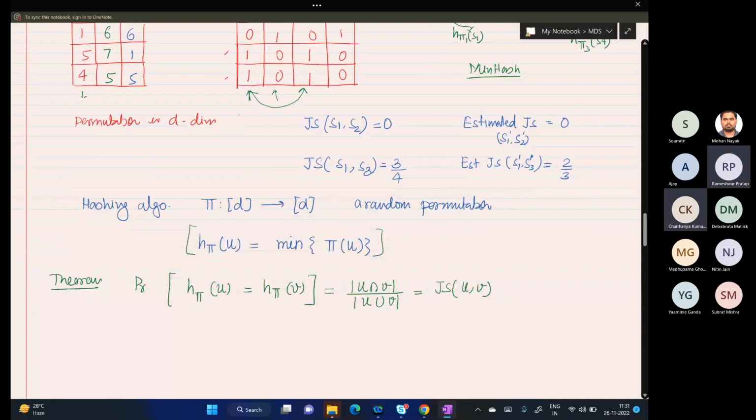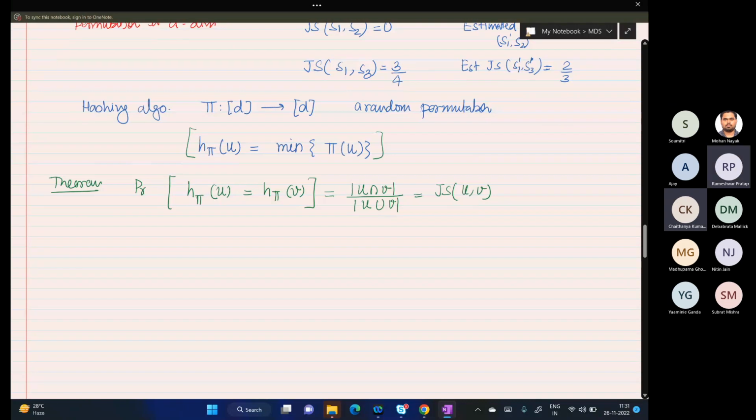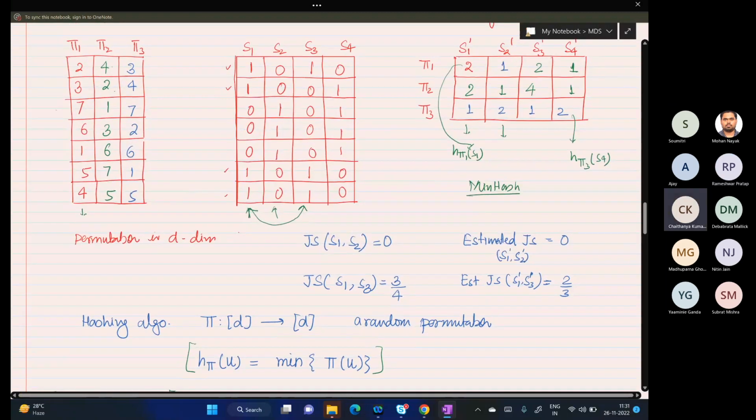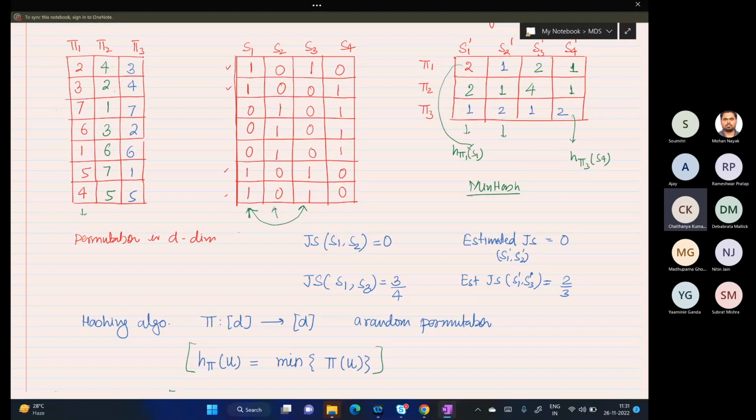Okay, so anyway, before that, one question, can you scroll up a little near the pi 1, 2, 3? Here, so the probability that we've written is for 1 pi. Yes. For example, h pi 1 is 1, if we take it is 2, and that is the actual value, but we are saying that the probability is equal to the similarity of S1 and S2 in this case. Yes, yes, yes. Okay, yeah, thank you.